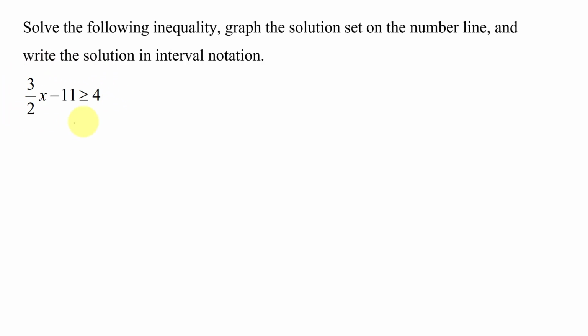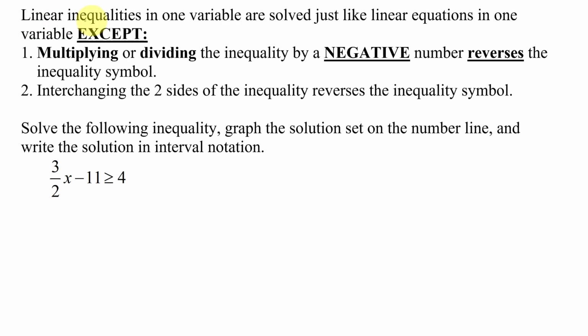Well, what type of inequality is this? Notice the highest exponent on an x is a 1. So this is a linear inequality, and linear inequalities in one variable are solved just like linear equations in one variable with two big exceptions. The first is multiplying or dividing the inequality by a negative number reverses the inequality symbol. The second exception is interchanging the two sides of the inequality reverses the inequality symbol.